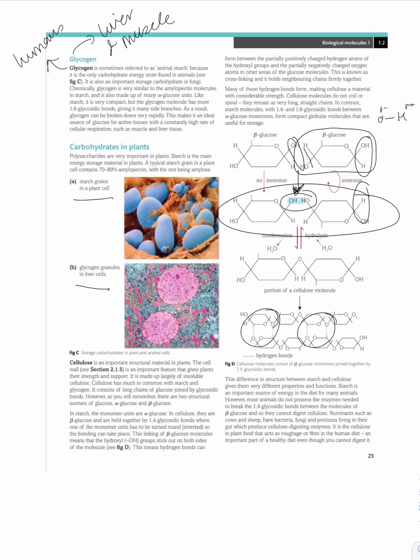Ruminants such as cows and sheep have bacteria, fungi and protozoa living in their gut which can produce cellulose digesting enzymes. It is the cellulose in plant food that acts as a roughage or fiber in the human gut diet, an important part of a healthy diet even though you cannot digest it.